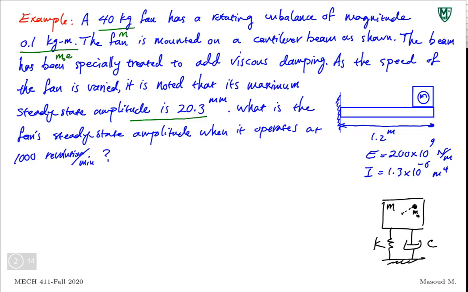And this one is the maximum. I represented it with X max. This is the maximum of the amplitude for the steady state response. Remember, we said we have steady state response and transient response. In case of rotating unbalance, which is a type of forced vibration, we ignored the transient response. We said, let's just go directly to a steady state response.